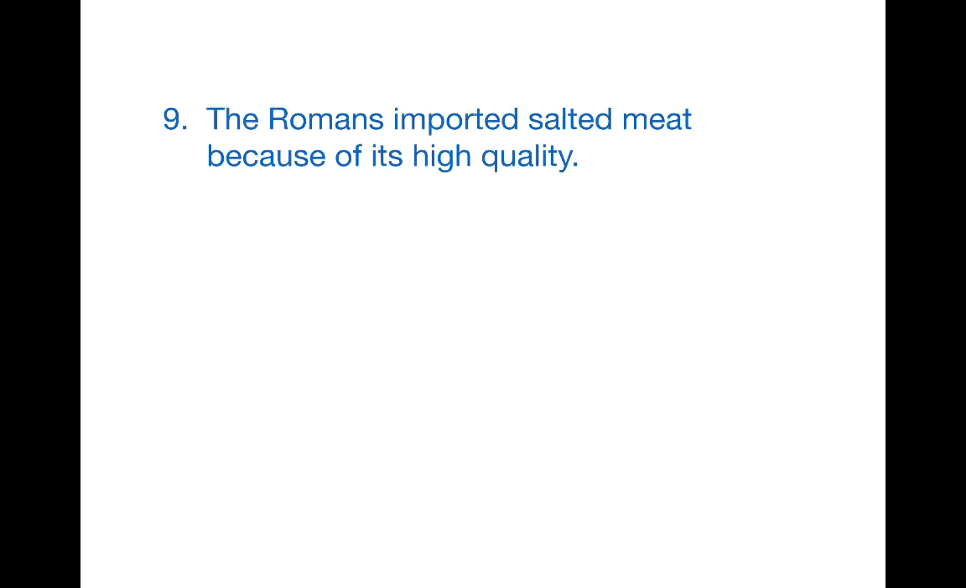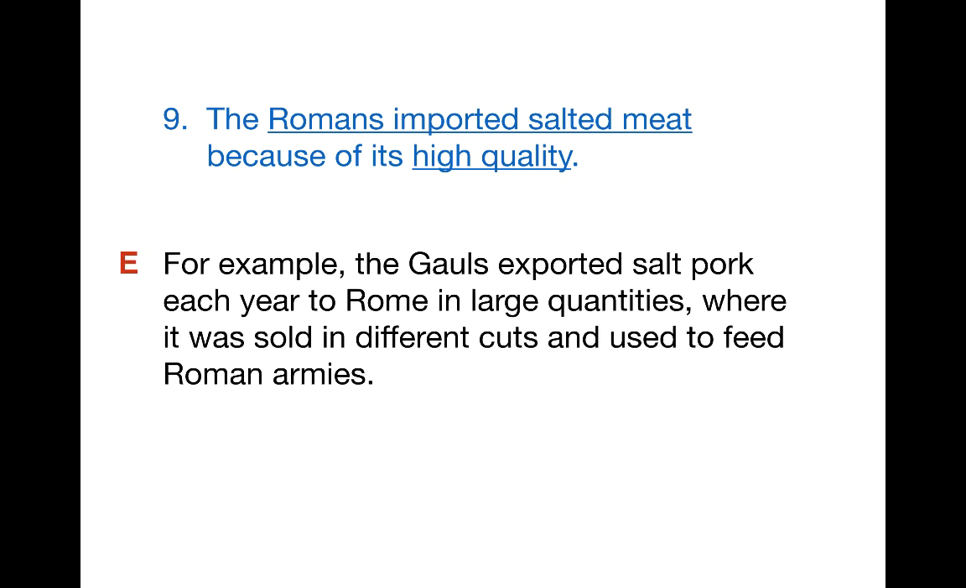Last question, number 9. The Romans imported salted meat because of its high quality. Romans imported salted meat, high quality. If we carry on reading and we get to paragraph E, for example, the Gauls exported salt pork each year to Rome in large quantities, where it was sold in different cuts and used to feed Roman armies. We have got some of the keywords. We've got the Gauls exported salt pork each year to Rome. So if the Gauls exported salt pork to Rome, that means the Romans did import salted meat, salt pork.